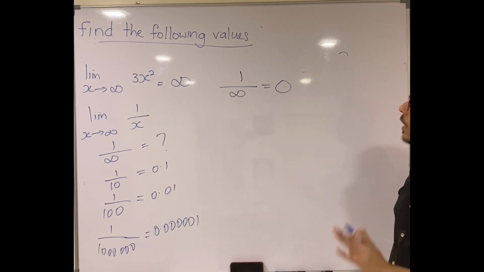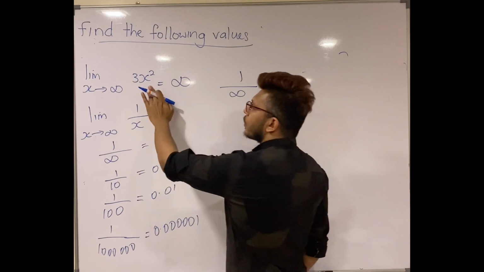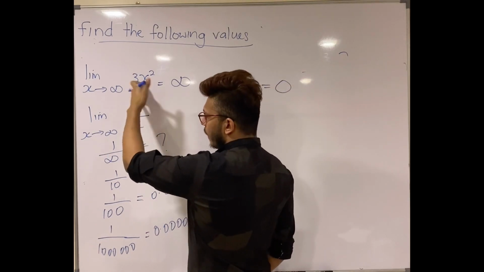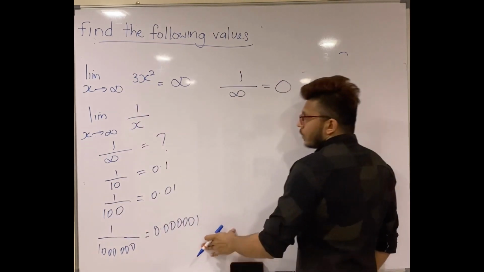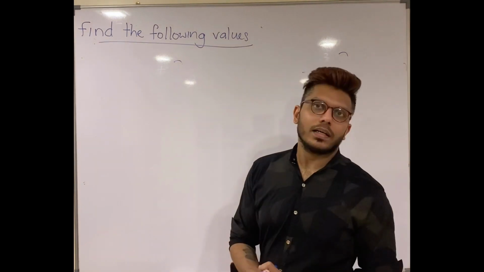Okay. Now, this is easy because you already have infinity here, you're going to substitute that. Here we know it's approaching 0. And there's only one.